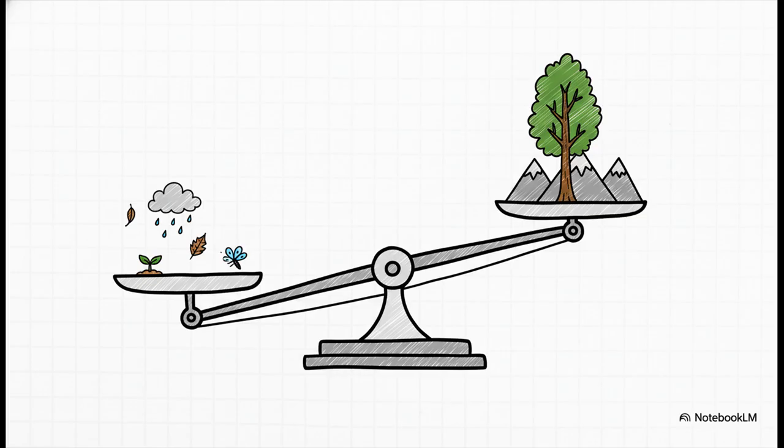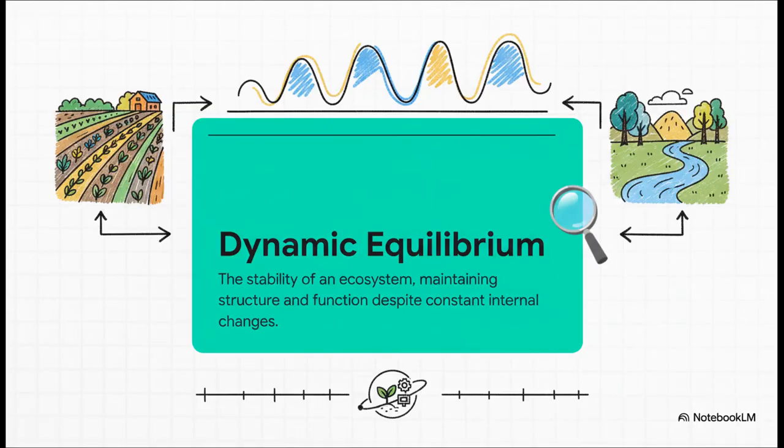We often say that natural ecosystems have two amazing properties: resistance to change and resilience after a disturbance. The term for this beautiful balancing act is dynamic equilibrium. It's dynamic because it's always changing, but it's in equilibrium because it tends to stay within a stable range. And it's this exact property that allows ecosystems to persist for thousands of years.